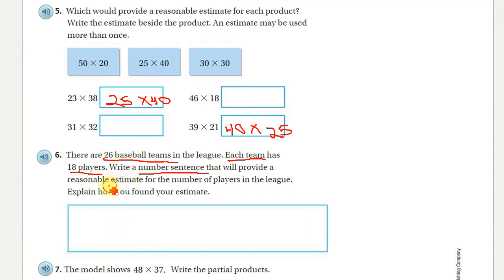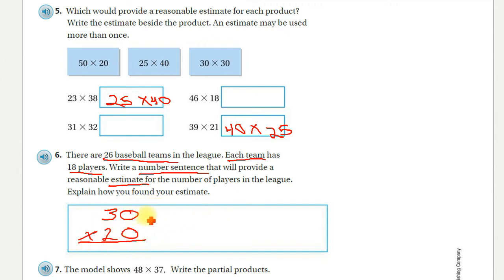So we're doing estimating again. So 26 teams is about 30. Now again, if you use 25, that's a reasonable estimation as well, because we learned that in the last problem. 26, we can estimate it to be 25. If you know your quarters really well, then go for it. I would estimate that to be 25. But 30 is also a reasonable estimation. So either one of those answers is acceptable, 25 or 30 as the estimation for that. And then times 18 players, well, that's about 20.